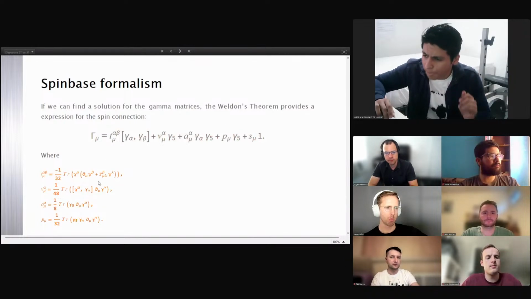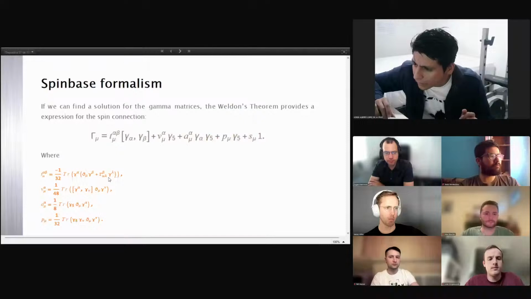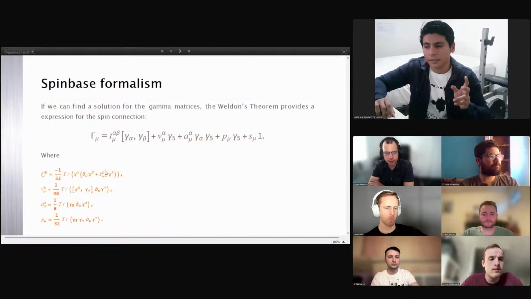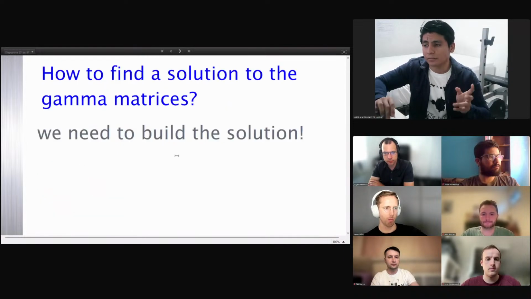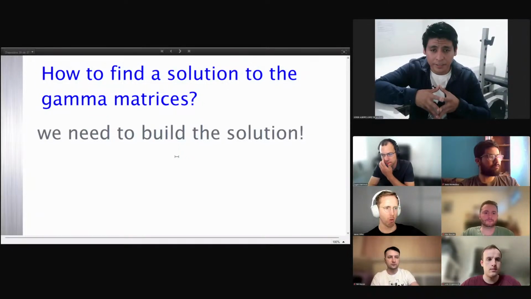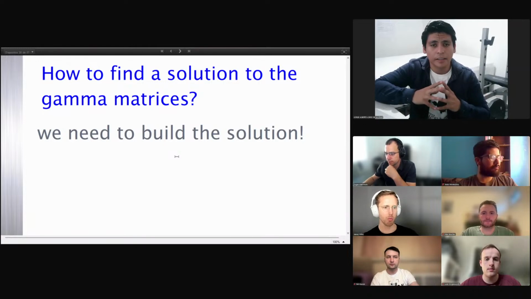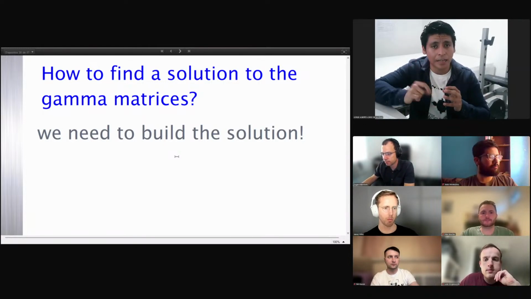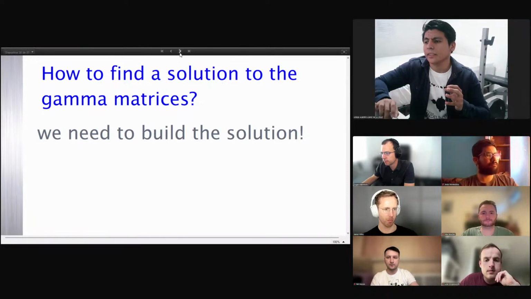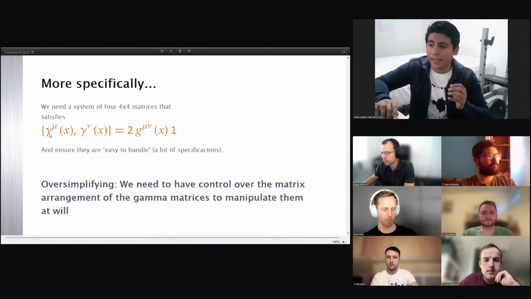Here is the Christoffel symbol, but we can derive the Christoffel symbol with the gamma matrices too. So here there are just gamma matrices. All right. I just need to find a solution for the gamma matrices, but not just any solution. No, the solutions that allow me to simplify my particular problem. All right. Specifically, I need to solve this system of equations.